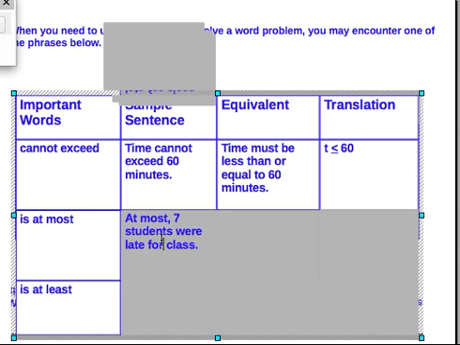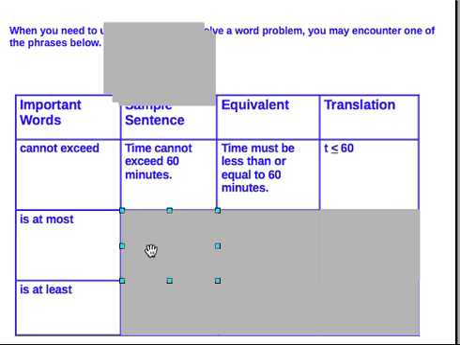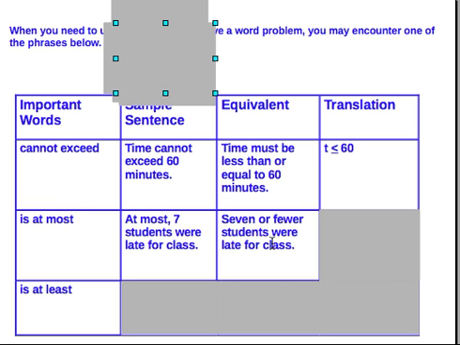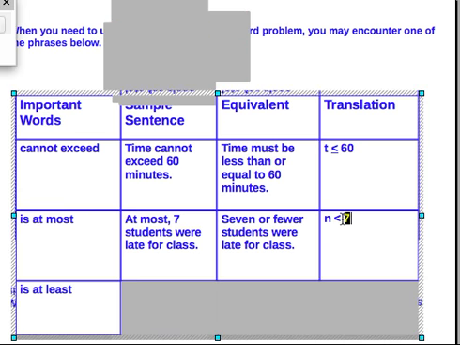Next one is "at most." So at most, 7 students were late for class. So when you think of translating that, at most, 7 students were late. So this means were 8 students late? No, because it's at most 7. So that means you could have 7, 6, 5, 4 students late. So 7 or fewer students were late for class. And that means N for your students has to be less than or equal to 7.